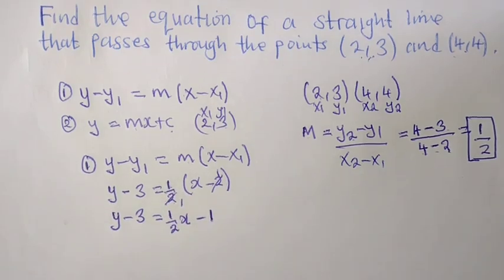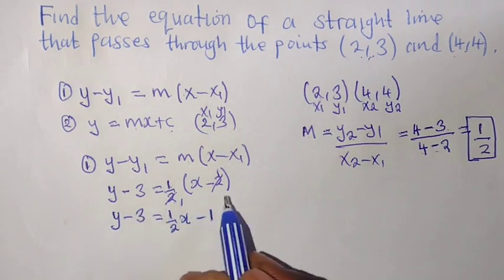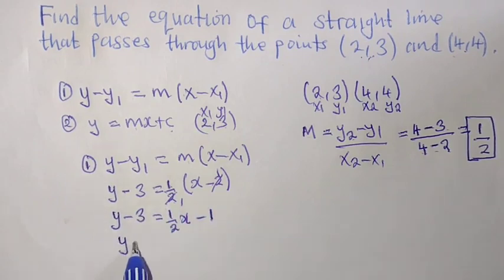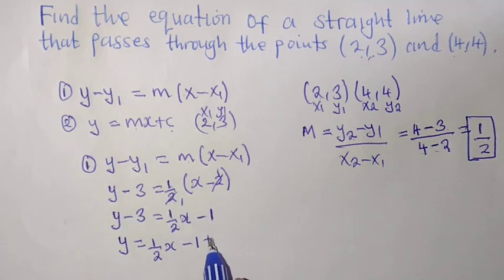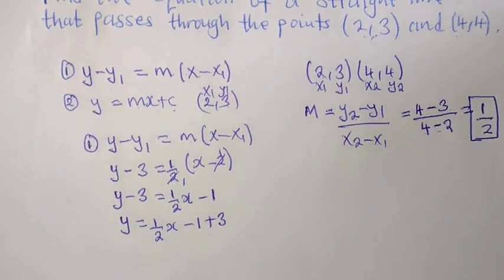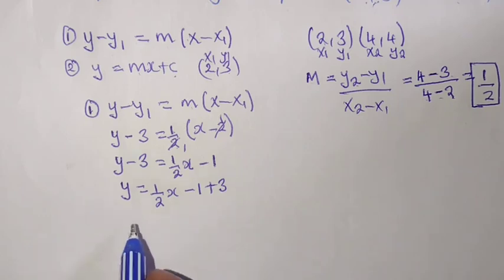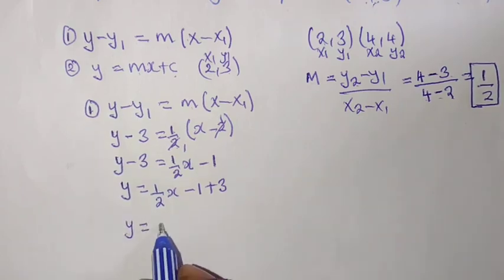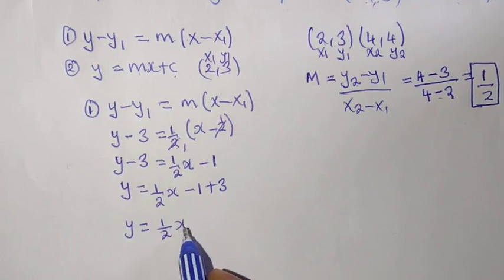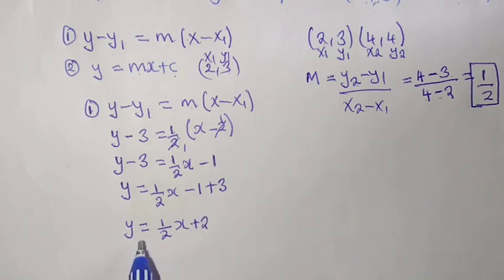Then from this stage, we can try to get this negative 3 to the other side. We are going to have y is equal to 1 over 2x minus 1 plus 3. This is what you have. So from here, we can write y equal to 1 over 2x, the negative 1 plus 3, this will be a positive 2. So you can either leave your answer on this stage, you can be marked, okay?